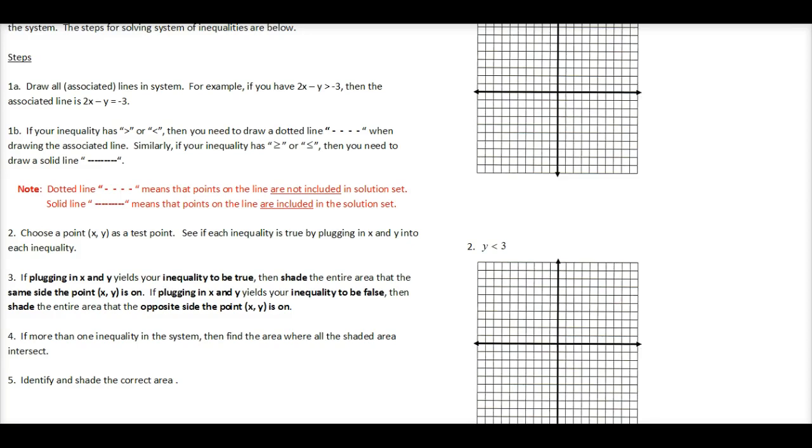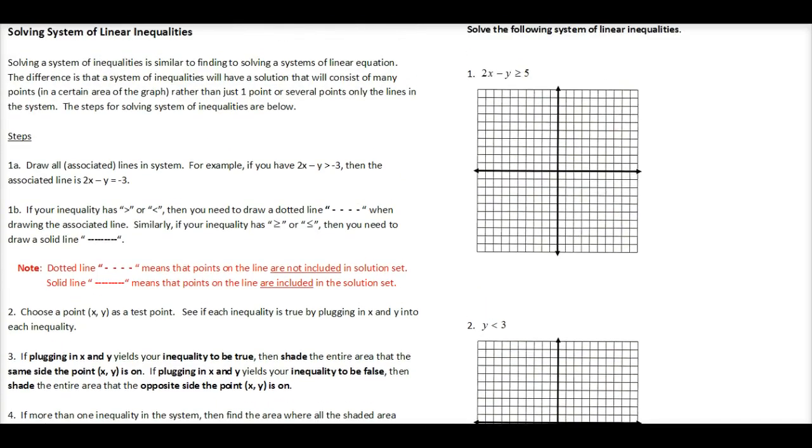Let's put these steps into practice by doing the first example. We have the inequality 2x minus y is greater than or equal to 5. The first thing we see here is that we have an associated line of 2x minus y equals 5. And from here, we can graph the associated line.